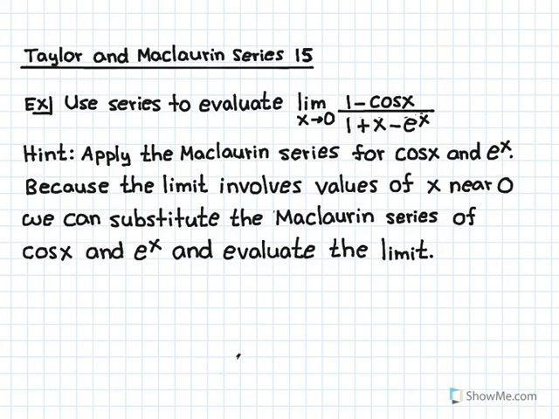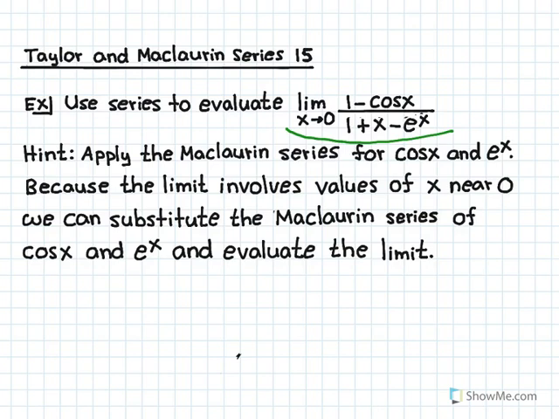In this video, we're going to continue our discussion of Taylor and Maclaurin series. The question here is to use series to evaluate the limit as x approaches 0 of (1 minus cosine x) divided by (1 plus x minus e to the power of x). Now, this limit has the 0 over 0 pattern.